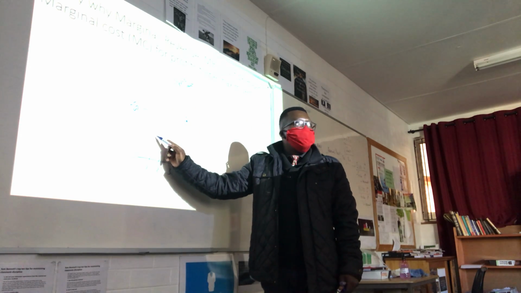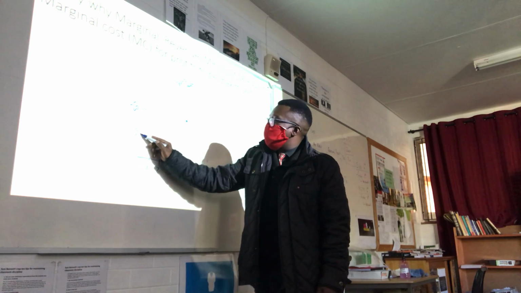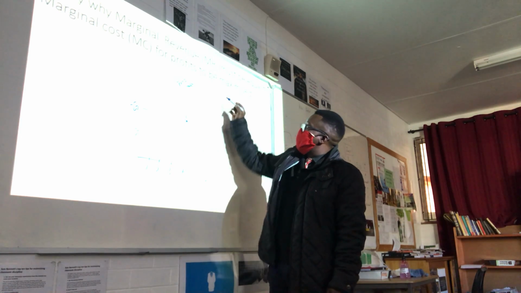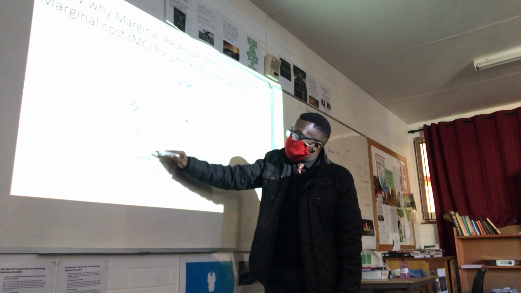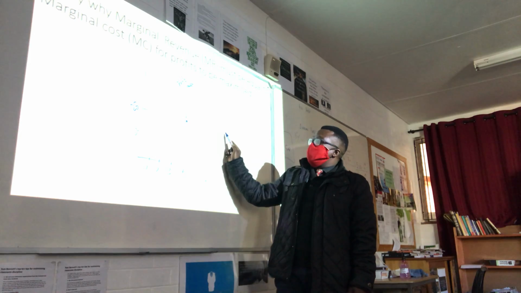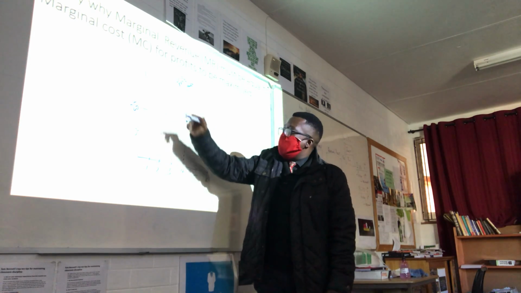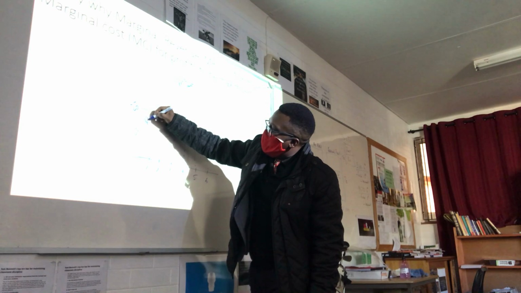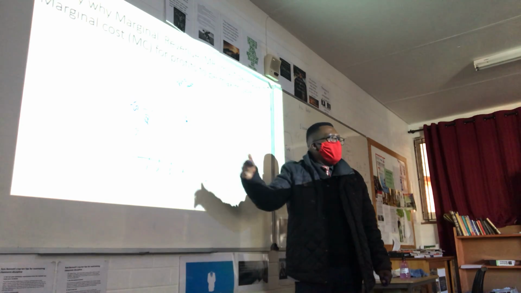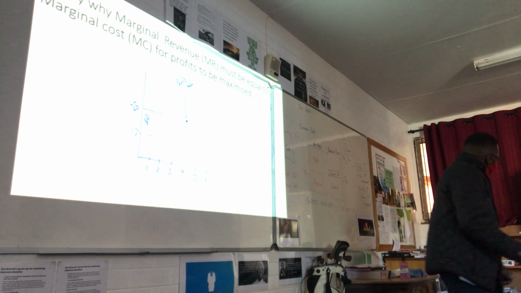What's your cost, Mr. Zuma? Let's call it 2 rand, sir. Okay, so your cost is 2 rand. How do you know your cost is 2 rand? Because there's your marginal cost curve. You hit your marginal cost curve there, 2 rand. You hit your marginal revenue curve here, 5 rand. So how much profit have you made here? 3 rand. Okay, so you made 3 rand profit. But can you still produce more? Okay, carry on.